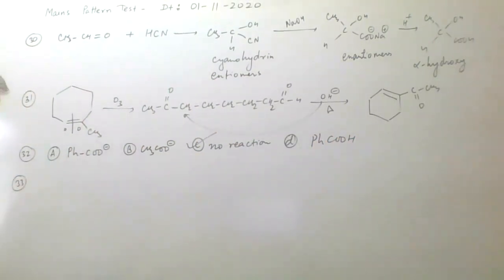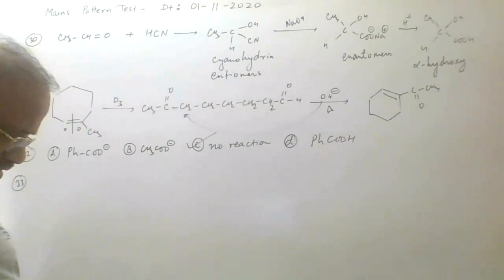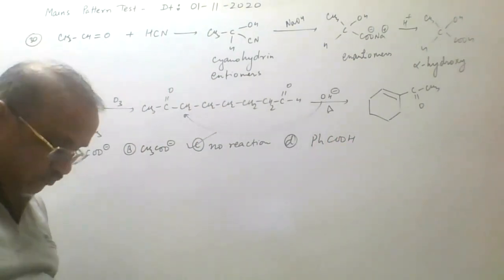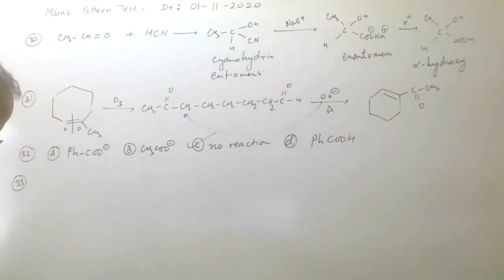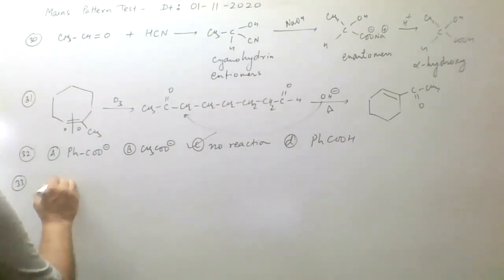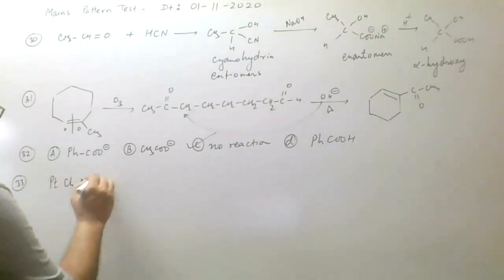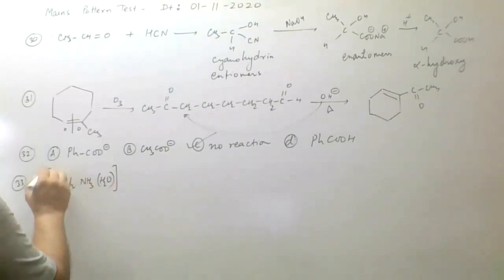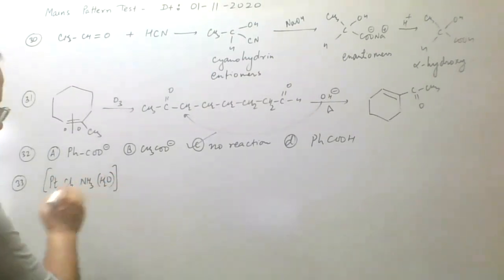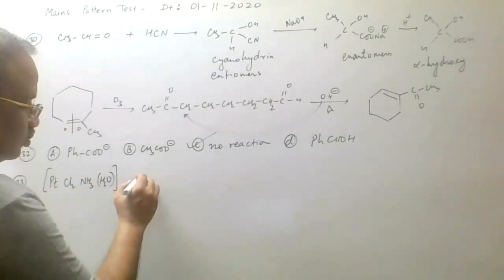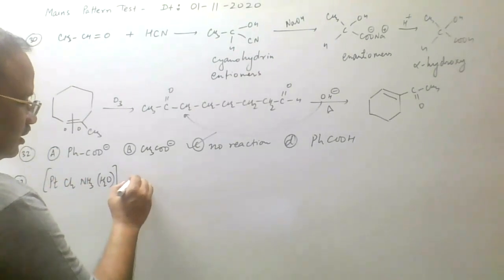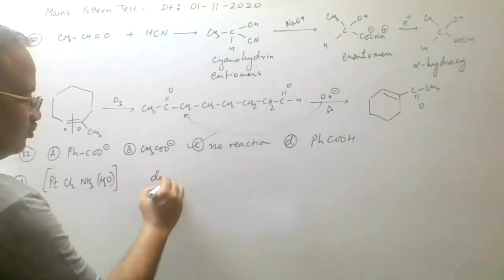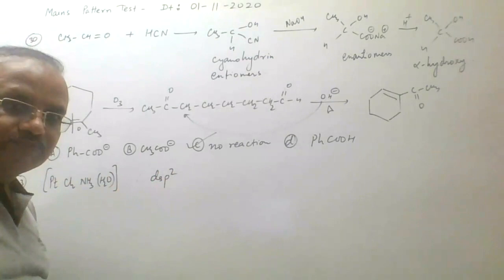We can take 33. In case of 33, we are given: which of the following is true about the complex? The complex given to us is Pt(Cl2)(NH3)(H2O). Since it is platinum, we know that it is d8, so the electronic configuration will be d8. Therefore, I will write that dsp2 will be the hybridization.